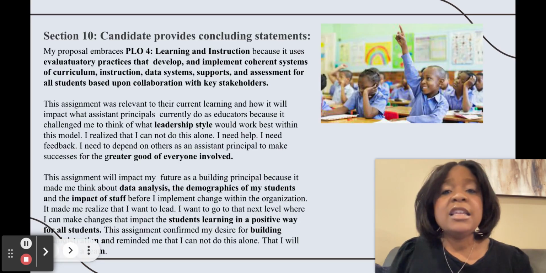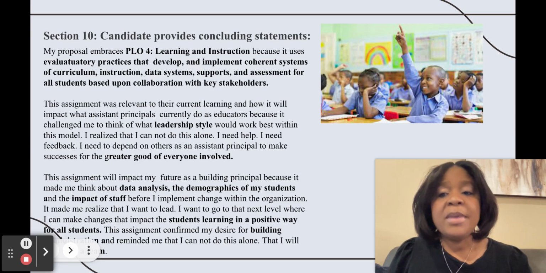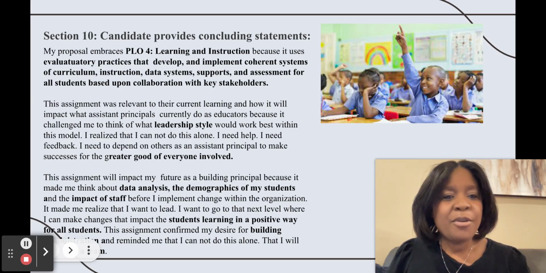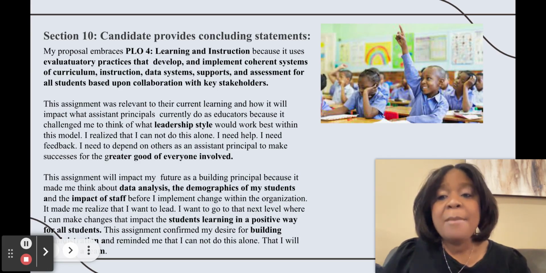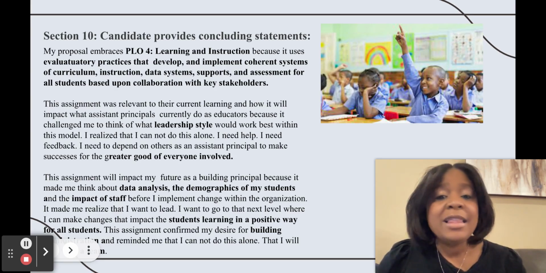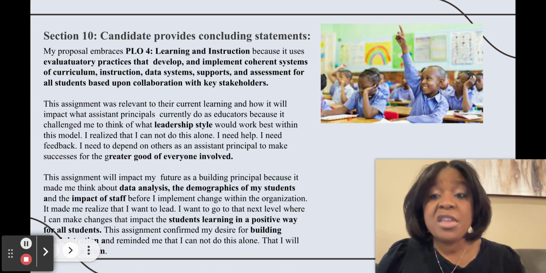Section 10, candidate provides concluding statements. My proposal embraces PLL4 learning and instruction because it uses evaluatory practices that develop and implement coherent systems of curriculum, instruction, data systems, supports, and assessment for all students based upon collaboration with key stakeholders. This assignment was relevant to this current learning and how it will impact what assistant principals currently do as educators, because it challenged me to think of what leadership style would work best within this model.